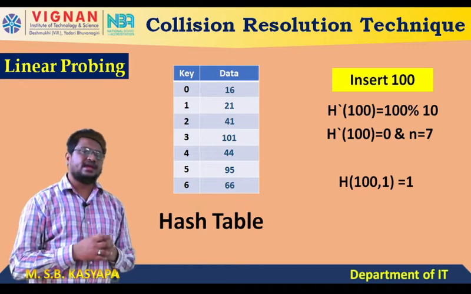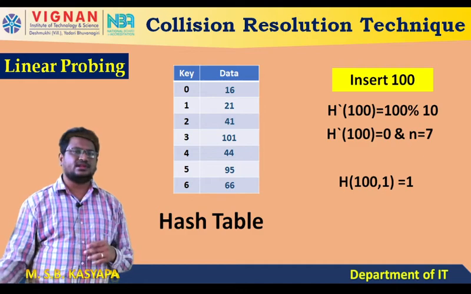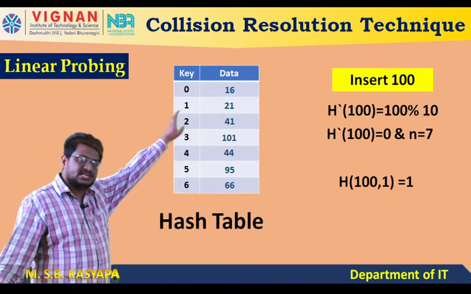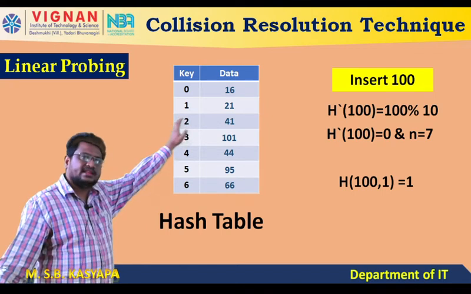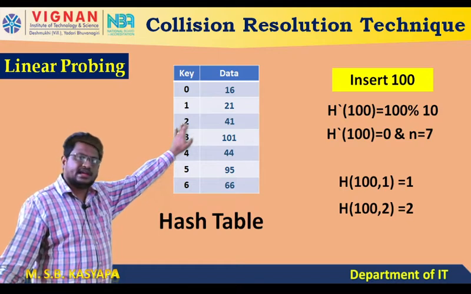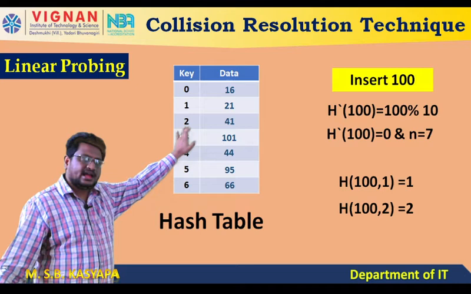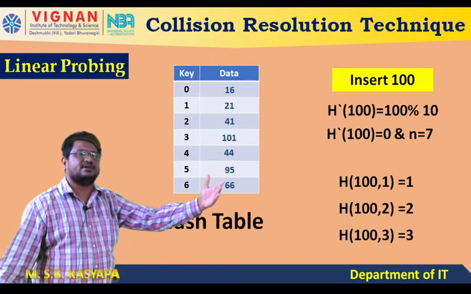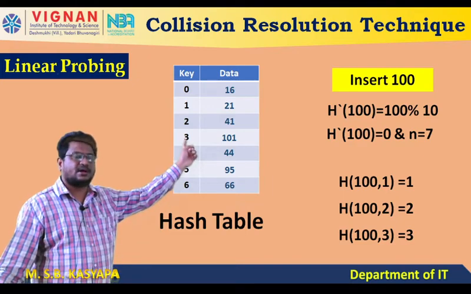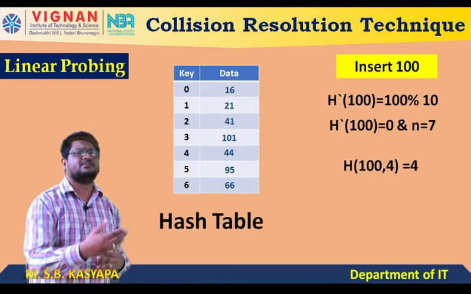If I apply the first time, the probing value is 1, so 0 plus 1 equals 1, 1 modulo 7 means 1. So, now the key is 1. Let us see, 1 is occupied. Next, I have to increase the probing value, that is 2. If I apply 2, the hash key is 2. Okay. So, 2 is already occupied, then I have to increment to the next probing value 3. If I apply 3, the upcoming key is 3. 3 is also occupied. Next again I have to increment my probing value.